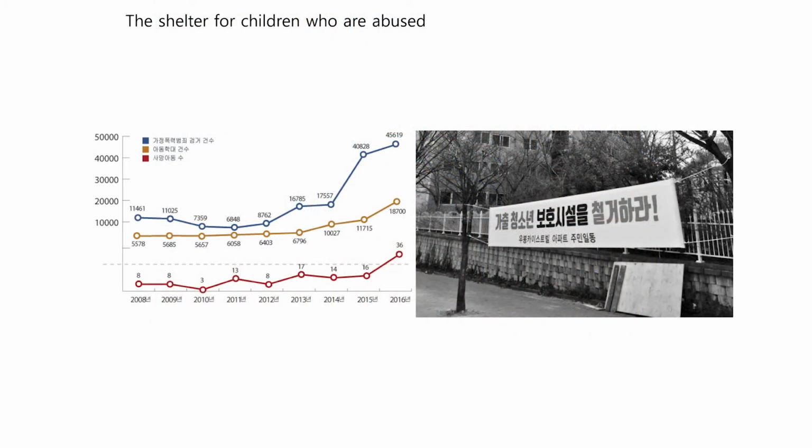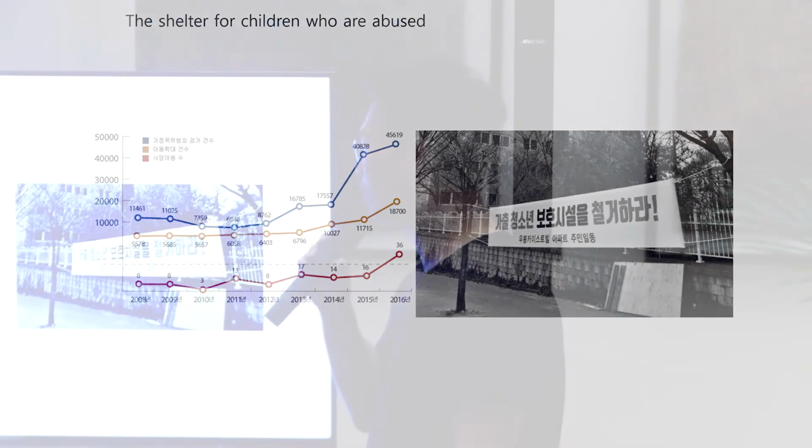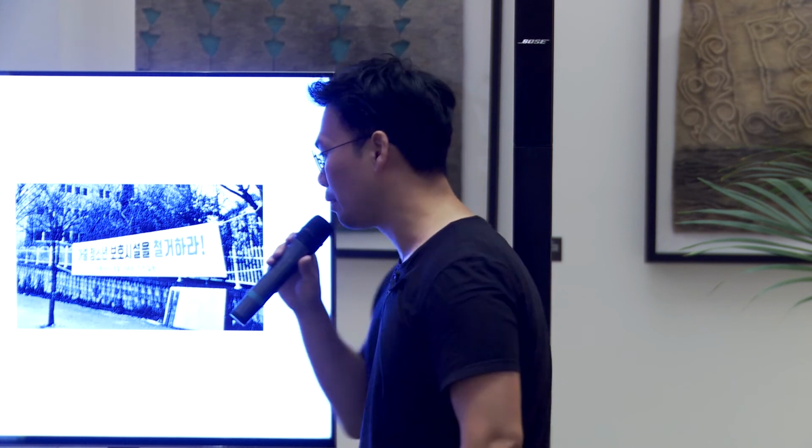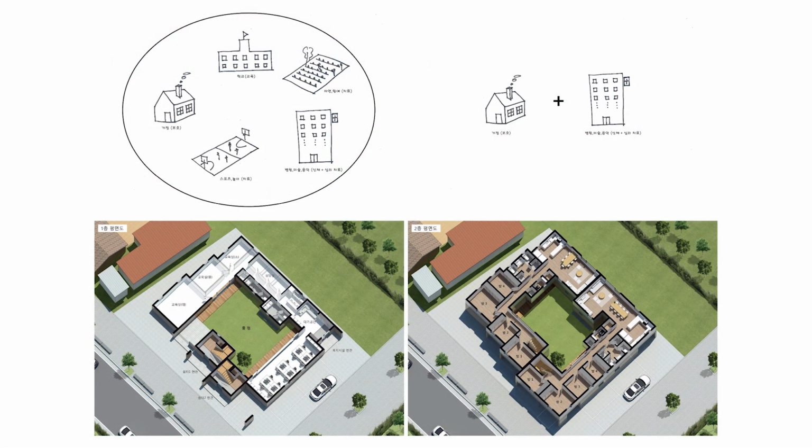The other one is a shelter space for abused children. Child abuse is going up very fast in our society, but these days we neglect to protect and treat them. Our society has a duty to provide a healthy environment, like a house, school, nature and hospital.